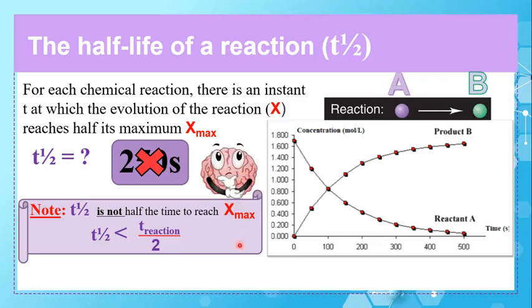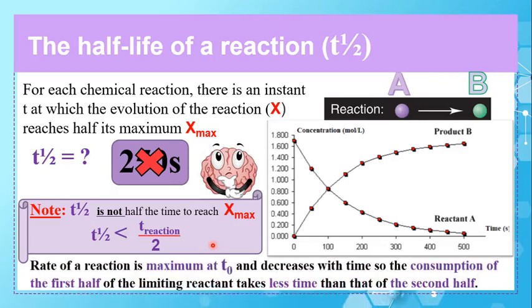Always remember that t half is less than t of the reaction over 2. Why is this? Simply, we have seen before that the rate of reaction decreases with time, and it is maximum at the beginning. So the consumption of the first half of the limiting reactant will take less time than that of the second half. Therefore, for all reactions, t half is less than t of the reaction over 2. So what is t half of this reaction?